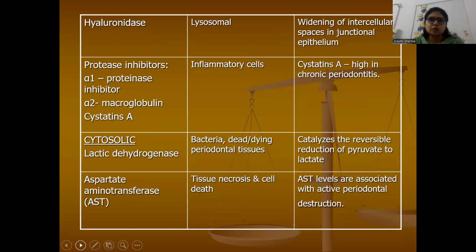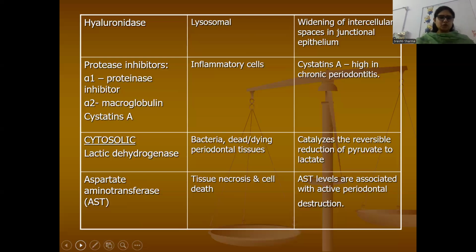Hyaluronidase: source, lysosomal; action, widening of intercellular spaces in junctional epithelium. Protease inhibitors: source, inflammatory cells; action, it produces cystatin A, which is high in chronic periodontitis. Then comes lactic dehydrogenase: source, bacteria, dead and dying periodontal tissue. Action is to catalyze the reversible reduction of pyruvate to lactate.